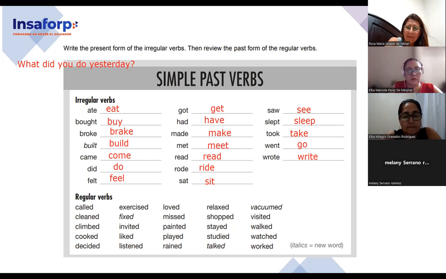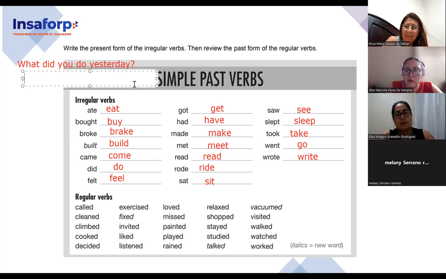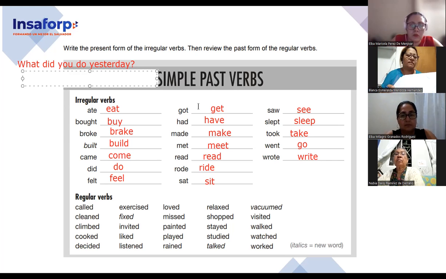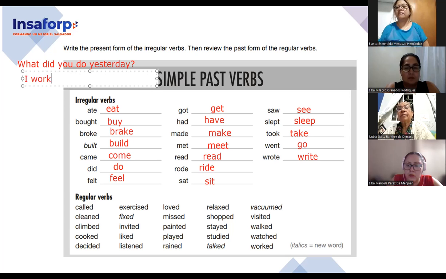¿Qué hice yo ayer? Entonces, exactly. You need to use, for example, I worked until midnight. Oh, that's very good. You need to use the verb, Rosa. This verb. For example, your partner says, I worked all day. Okay. Also, you can say this one.